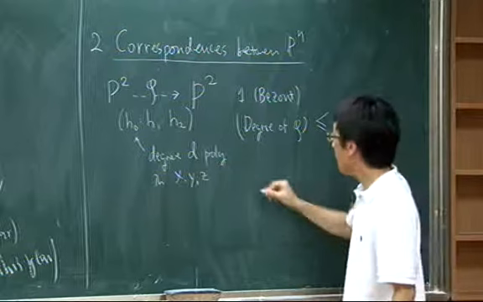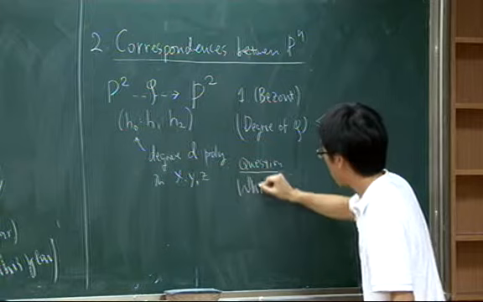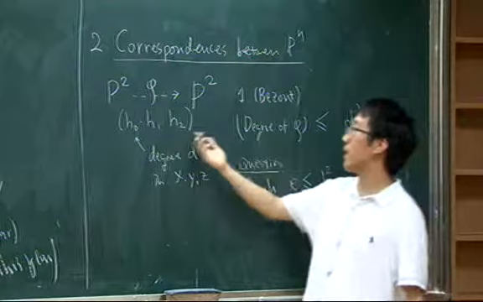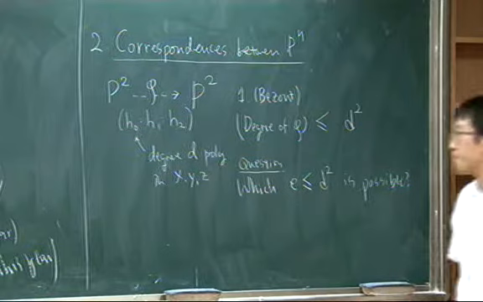So the question is, which integer e less than or equal to d squared is possible as a degree by cleverly choosing three homogeneous polynomials of degree d without common factors.